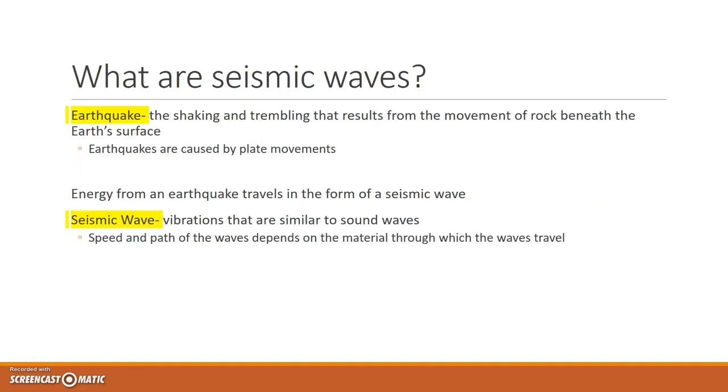So first of all, what are seismic waves? Well, an earthquake is the shaking and trembling that results from the movement of rock beneath the Earth's surface. Earthquakes are caused by plate movements. We talked about that in class, so when enough stress builds up, eventually the rock moves, and you get an earthquake. Energy from this earthquake travels in the form of what's called a seismic wave. And seismic waves are vibrations that are similar to sound waves. So the speed and path of the waves depends on the material through which the waves travel.